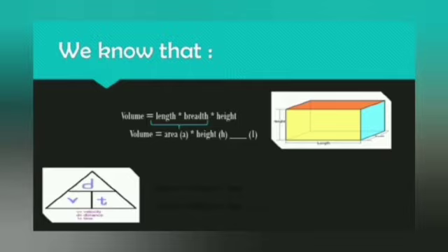We know that volume is equal to length into breadth into height. Here, length into breadth is the area. So we can write volume as area into height, and let this be equation 1. From the distance-velocity relation, distance is equal to velocity into time, or velocity is equal to distance by time, and let this be our second equation.